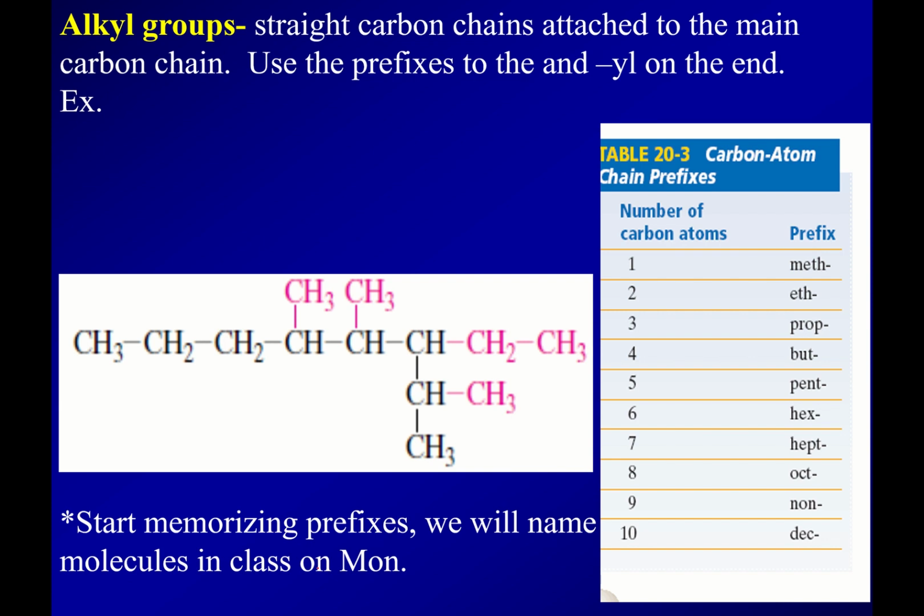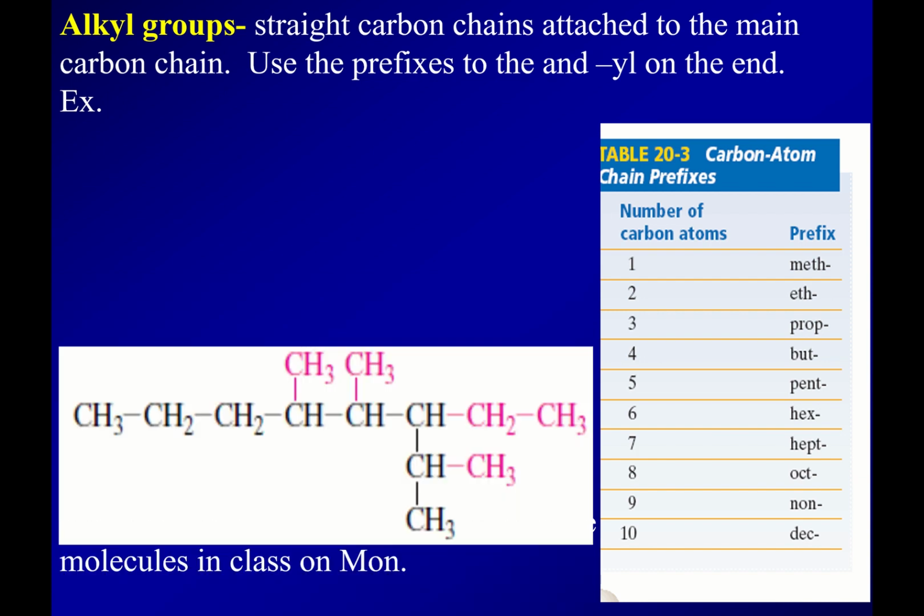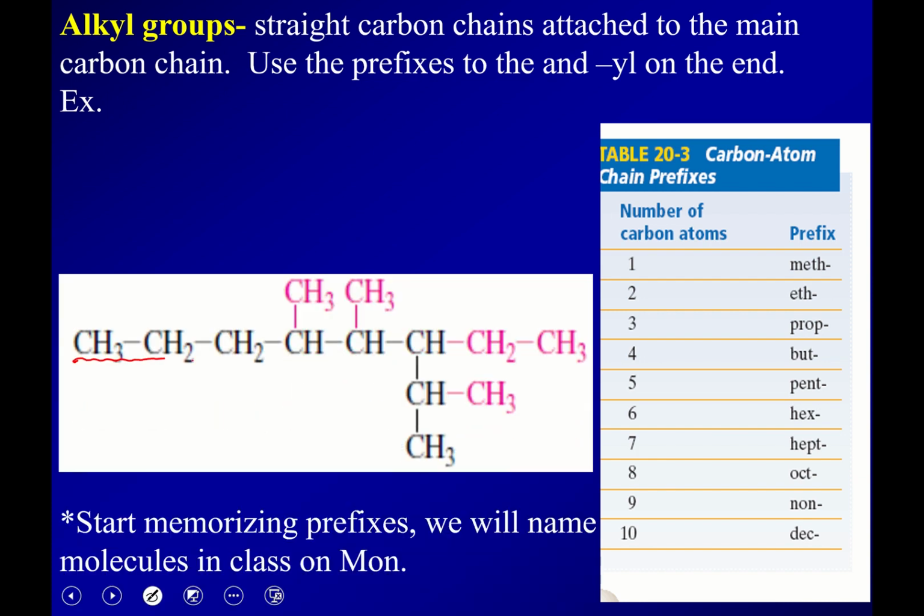Okay, so first of all, let's identify the main carbon chain. It's the longest continuous chain of carbon. It doesn't have to be straight, but just attached. So right here, we have the main carbon chain. And then we've got some carbons coming off of those. So this main carbon chain is the alkane group, and it's 8, so it's going to be octane.